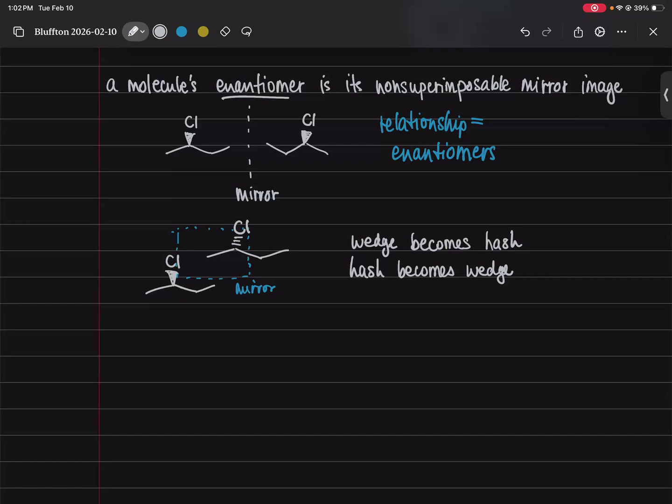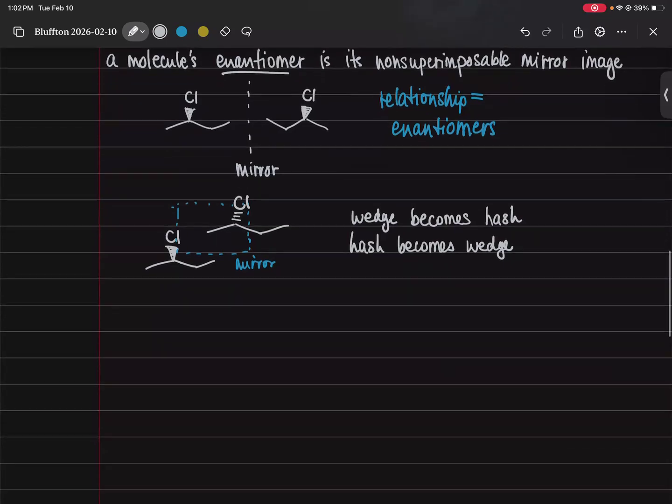There's another relationship. It's called diastereomers. It's not as close of a relationship. Diastereomers are less similar to each other than enantiomers, but we'll talk about that after we quantify different enantiomers. Not really quantifying, but we can specifically designate a chiral center as being left-handed or right-handed.